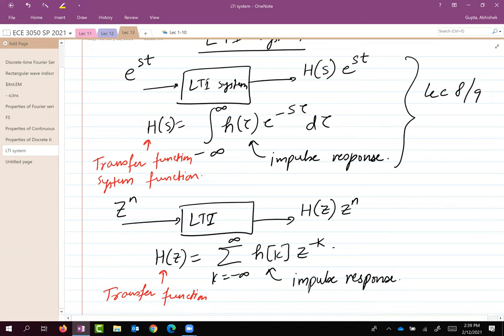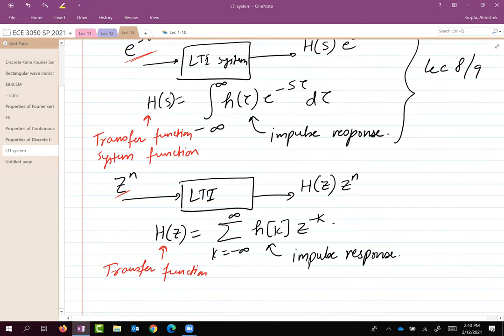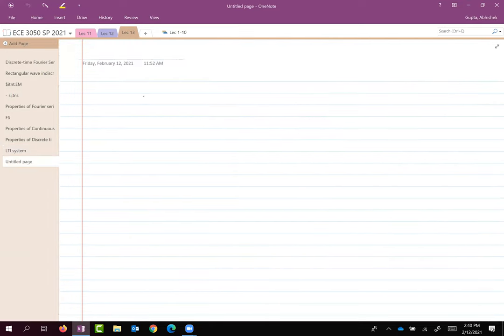Now let's pick a very specific value of s. We are going to pick periodic signals. So this is true for any exponential signal. You can take any value of s or any value of z here, and the entire stuff will still hold true. But let's not talk about arbitrary values of s or z. Let's talk about periodic inputs to the LTI system. So what kind of periodic input do we have in continuous time? Let's look at the continuous time system.